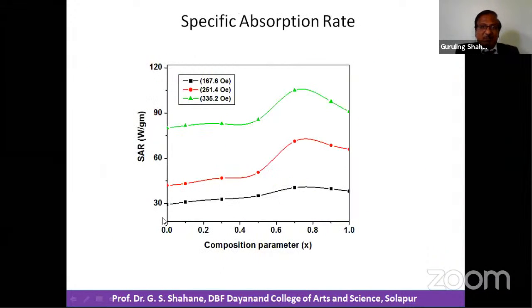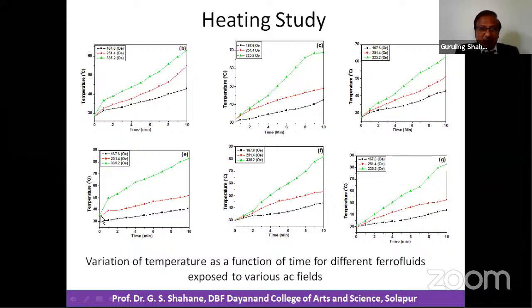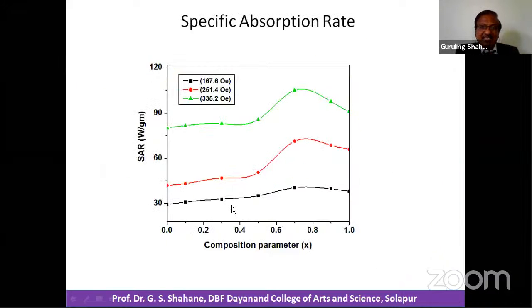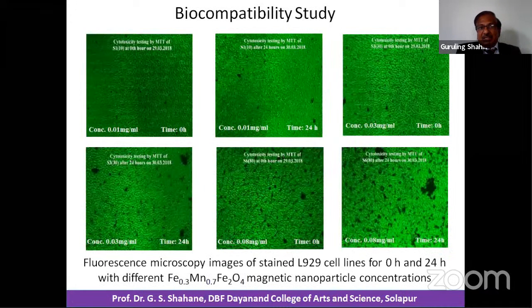The SAR is obtained from the slope of the initial part of that curve. And you will see that SAR, the specific absorption rate, also increases. It has the highest value for x equal to 0.7. Of course, it is because of the high saturation magnetization of that material.